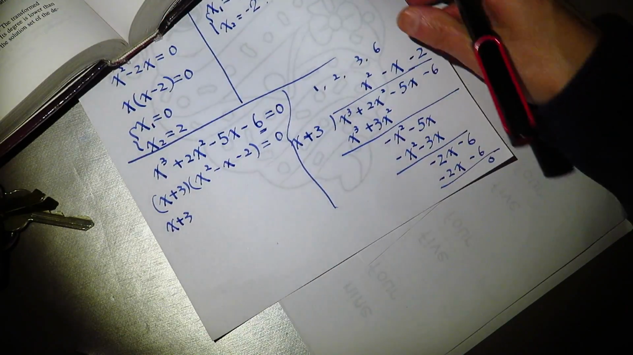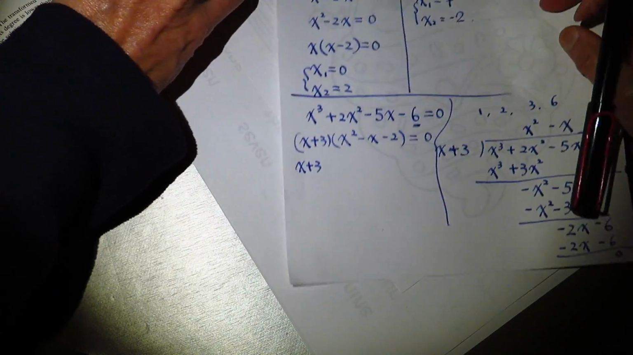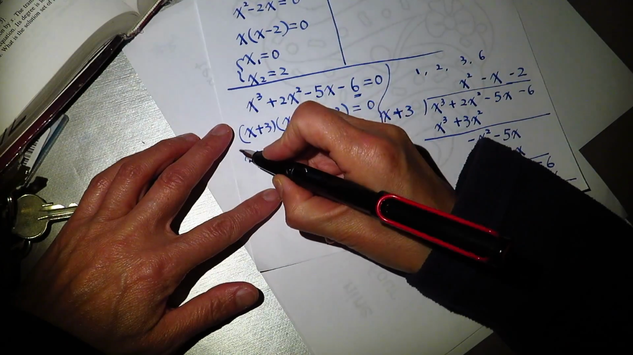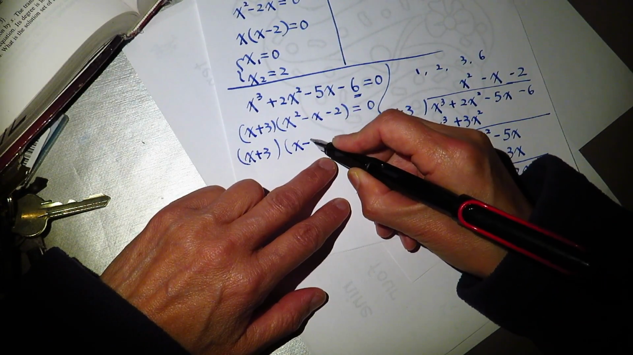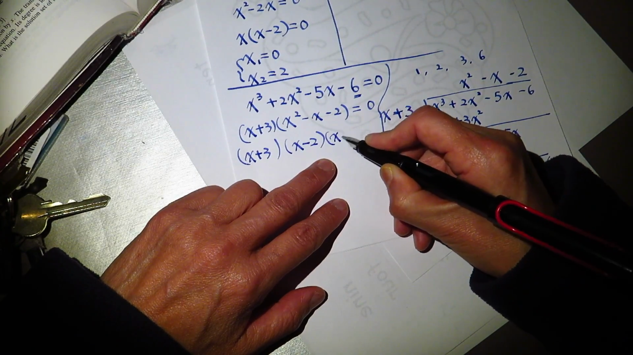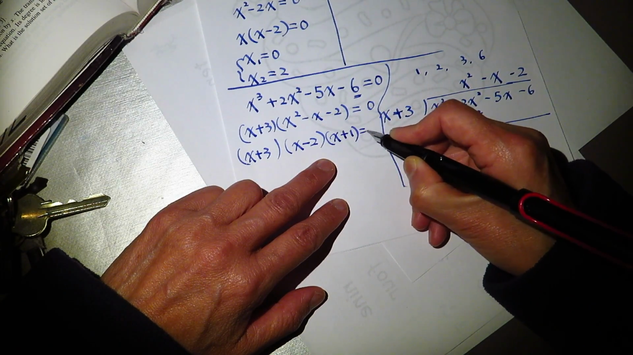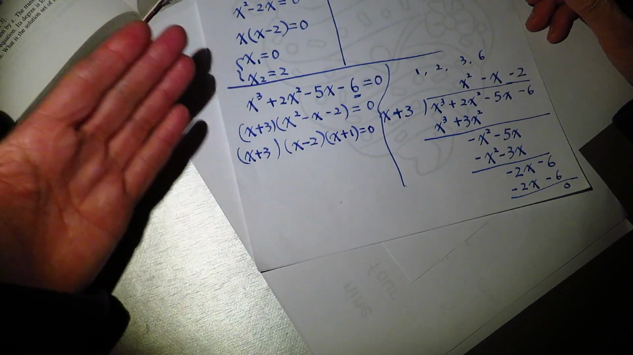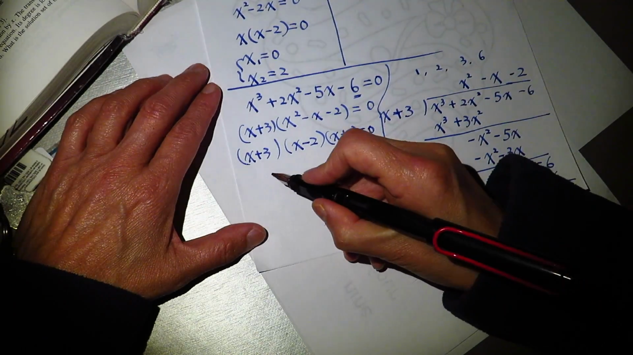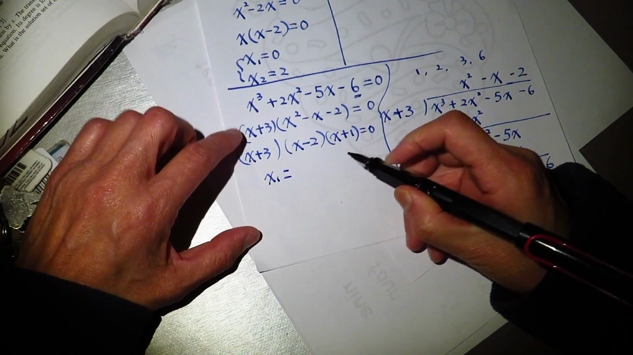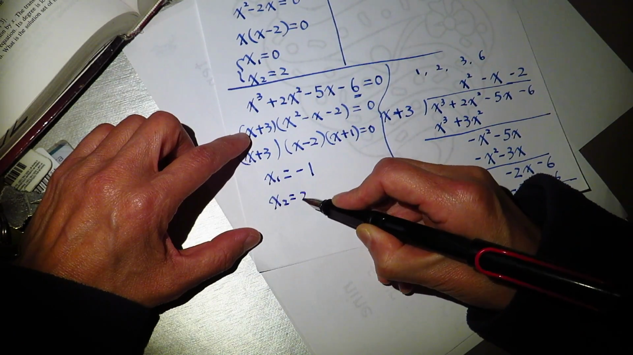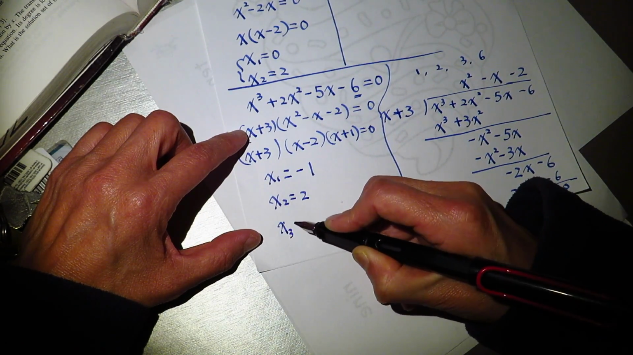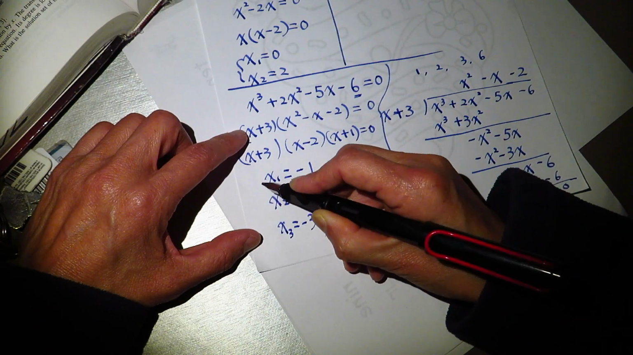Can you see it? (x plus 3) times (x minus 2) times (x plus 1) equal to 0. That's it. So x1 equal negative 1, x2 equal 2, x3 equal negative 3.